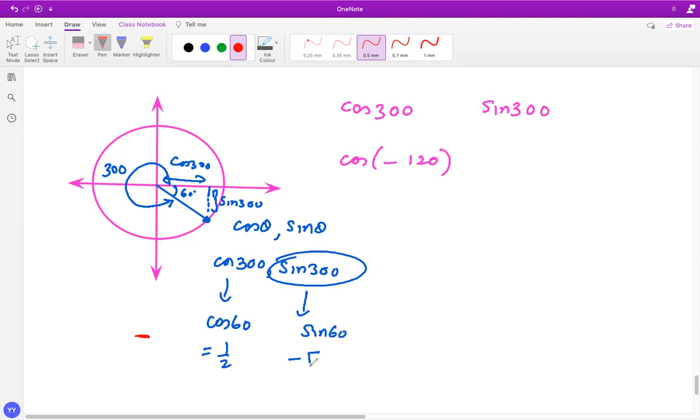And this is negative root 3 over 2, negative because it's in the fourth quadrant. In the fourth quadrant, you can see the sign is negative here. So when you want to find sine 300 and cos 300, you follow that procedure.